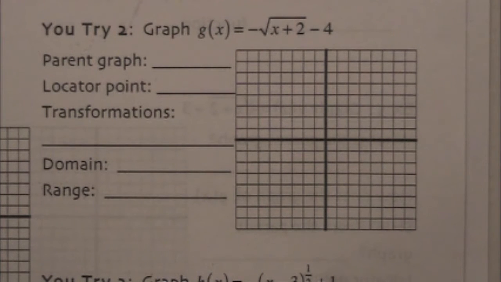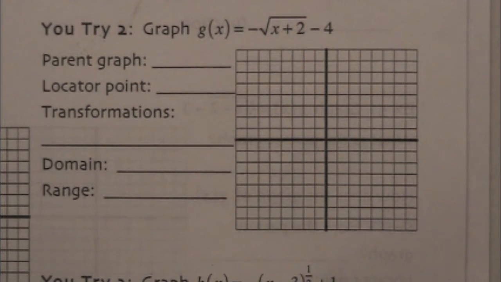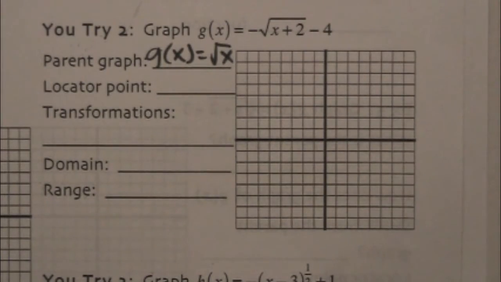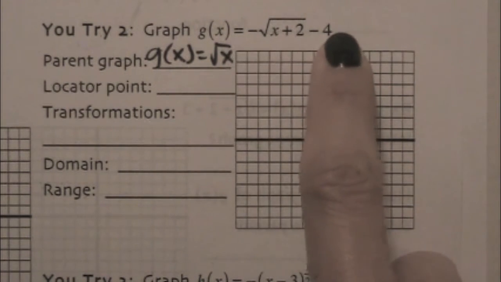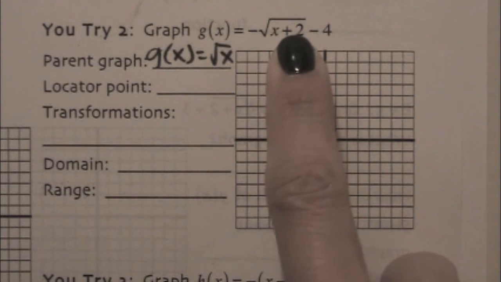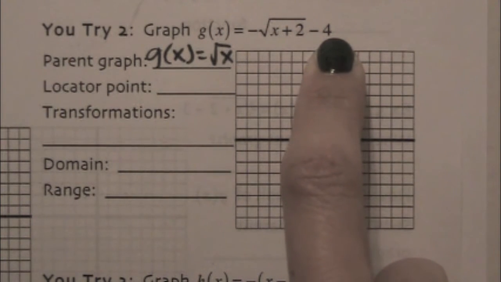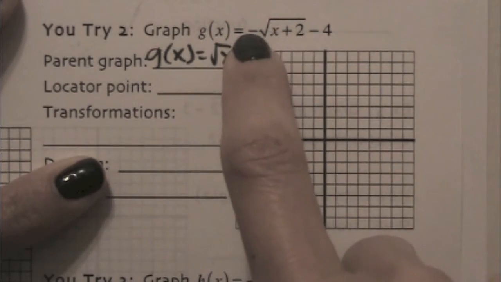In this example, we have g of x equals negative the square root of x plus 2 and then minus 4. Your parent graph is still going to be the square root of x. If you look at this equation and compare it to the square root of x, there's 3 things that have been brought in. You have the negative out in front, you have a plus 2 with the x, and then on the outside you have a minus 4. So with the negative out in front, what happens is it reflects across the x-axis.